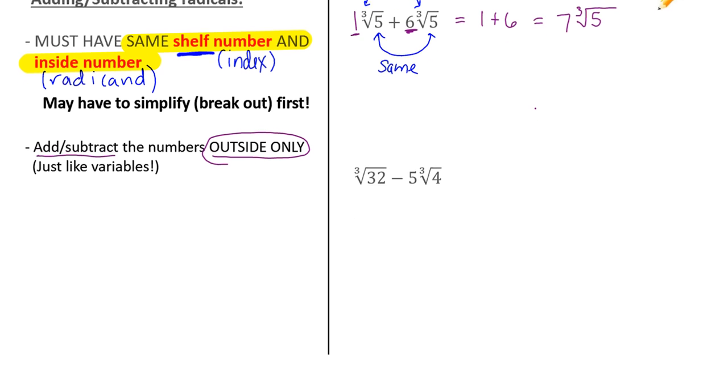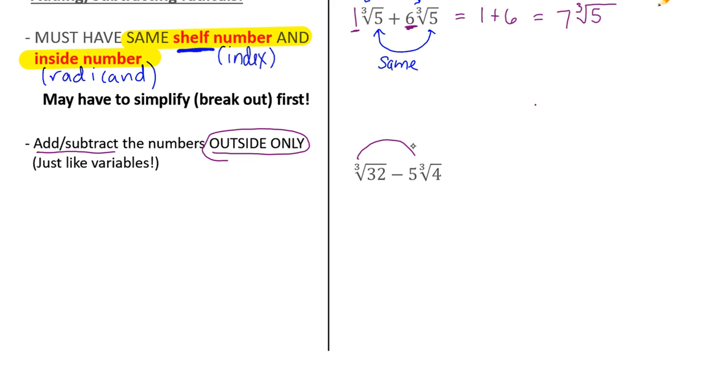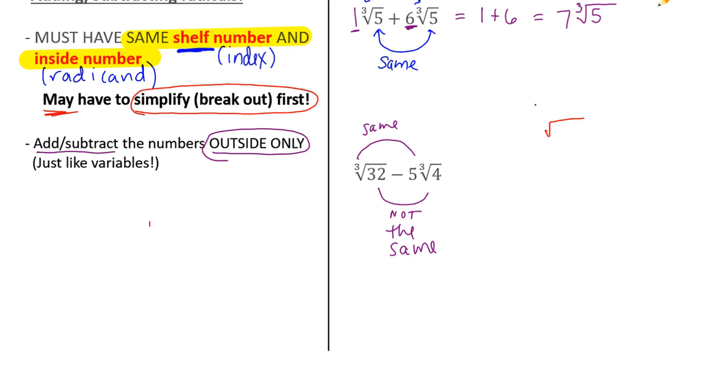If you look at this next one, it's the same indexes, right? But these are not the same. So at first you would say, oh, well, I can't add them. But sometimes you may have to simplify or break out of jail first. So let's try that. Let's see, cube root of 32. Do our little factor tree, right? Go through all our steps that we've been doing. Okay, 32 is 5 2s.